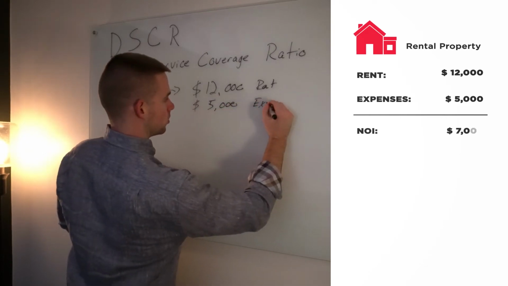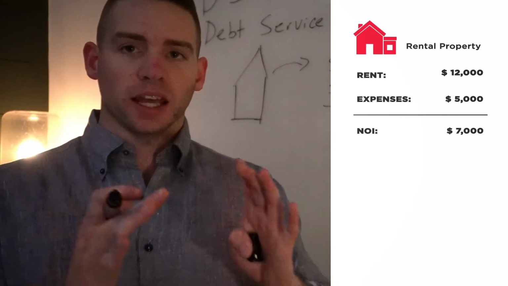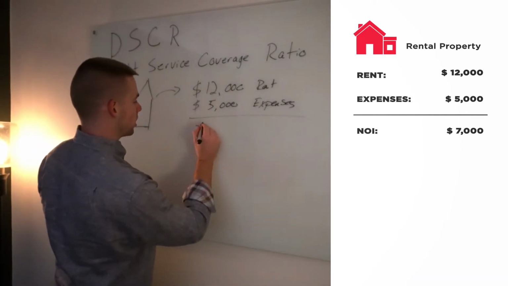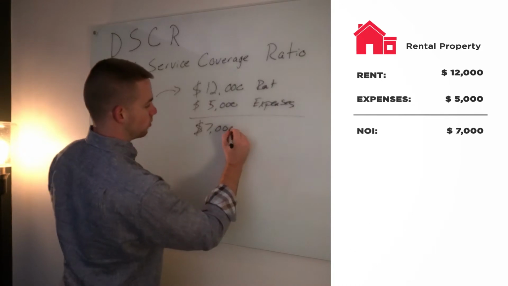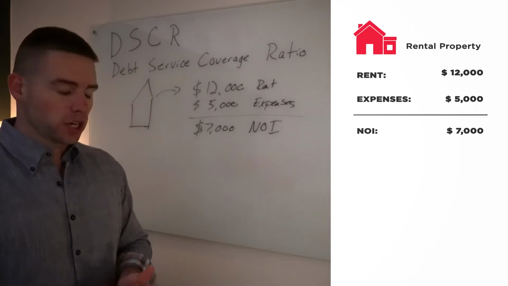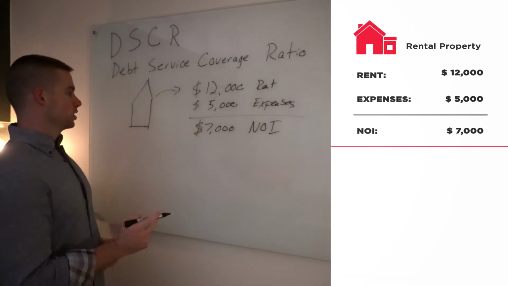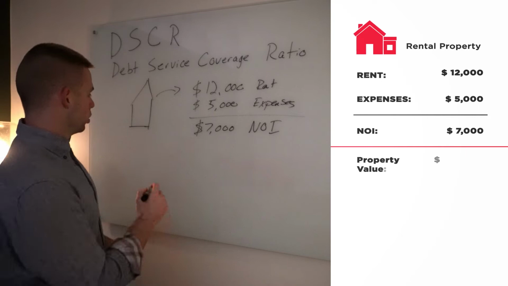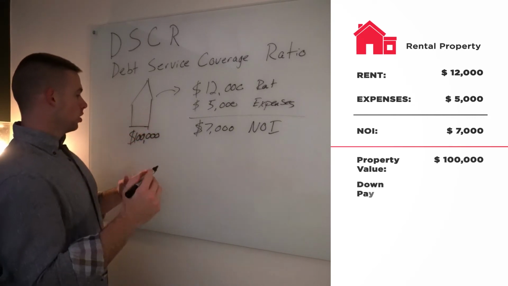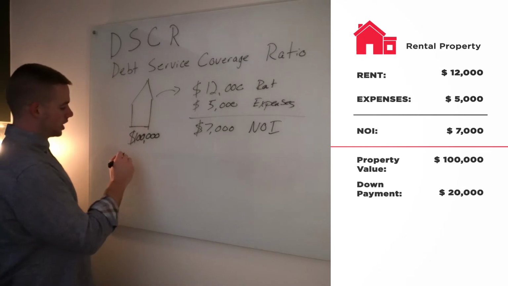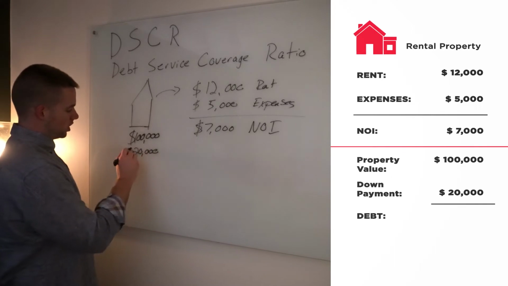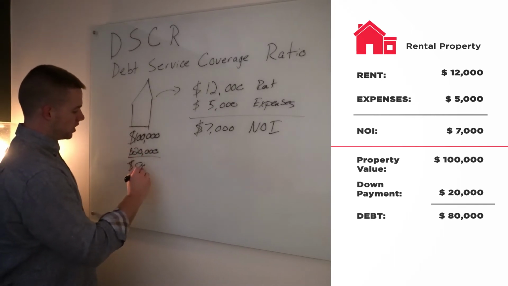And so that's going to give us a $7,000 NOI. NOI meaning net operating income, right? And so if we're going to have a $7,000 NOI, this is the number that we want to look at to manage our debt service coverage ratio, okay? And so let's say that on this property, let's say we bought this property for $100,000, okay? And let's say that we put 20% down. So we put $20,000 into the property, okay? And so that means that our debt would be $80,000, okay?